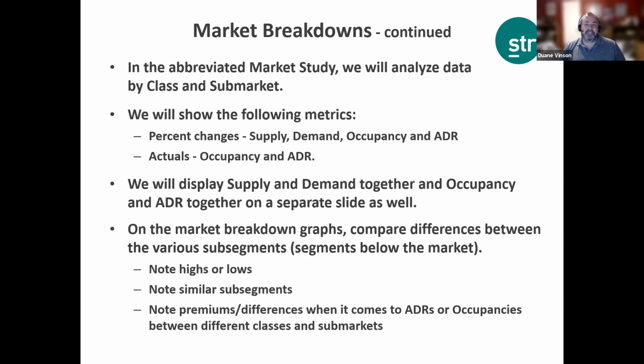In the abbreviated market study, we'll be analyzing data by class and sub-market. If you would like to also include scale, 2 slides for scale, you can, but you're asked as a minimum to include 2 slides on sub-market and 2 slides on class for your market in this area. You're going to include, again, the percent changes and the actual values. We're going to display supply and demand together. We're going to display occupancy and ADR together on separate slides.